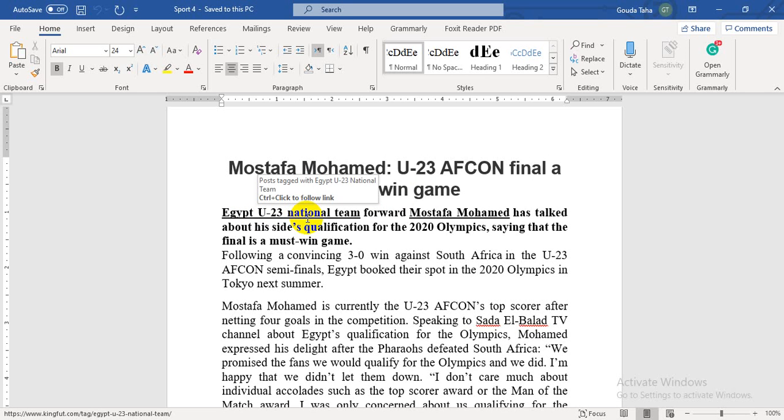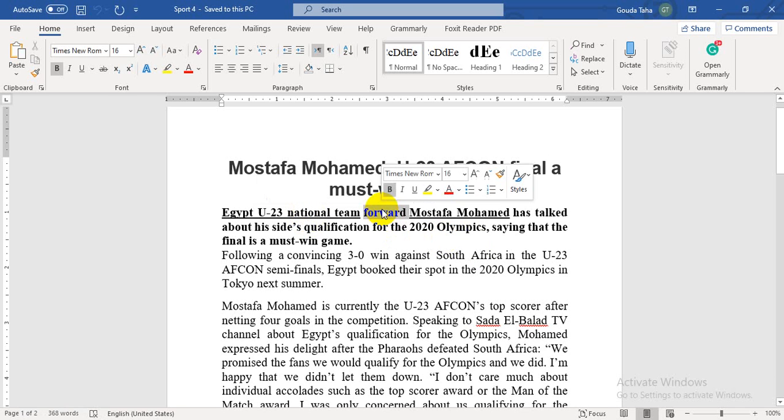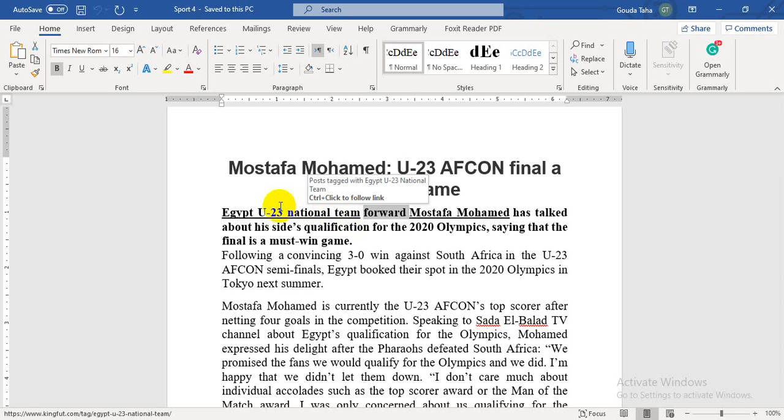So here is a forward. What do you mean by forward? If I write down forward in Google, it will come up as a striker, the one who scores goals. So he is المهاجم. So مهاجم مصطفى محمد of national team المنتخب الوطني under 23 تحت سن 23 أو منتخب الشباب أو المنتخب الأولمبي. So we have 3 different ways.